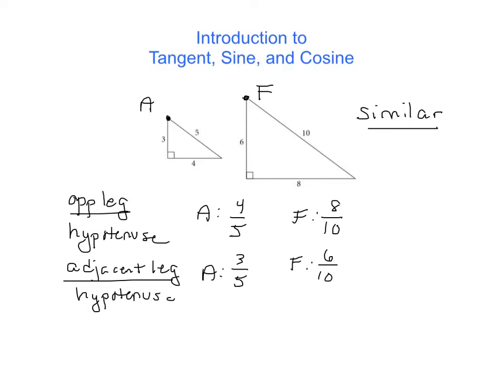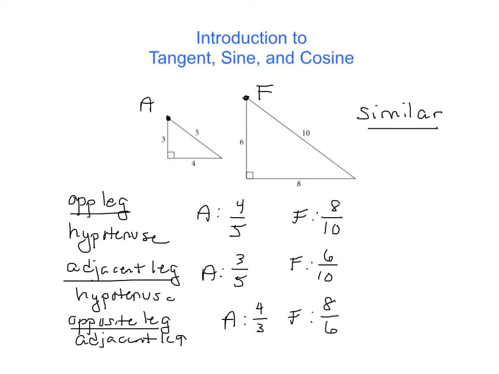And then finally we can take the final two pairs of sides that we haven't used yet, and that is the opposite leg and the adjacent leg. So I'll write those down. Opposite leg divided by adjacent leg. And then if you're standing at A, that ratio is opposite over adjacent, 4 over 3. And if you're standing at F, that ratio is 8 over 6.